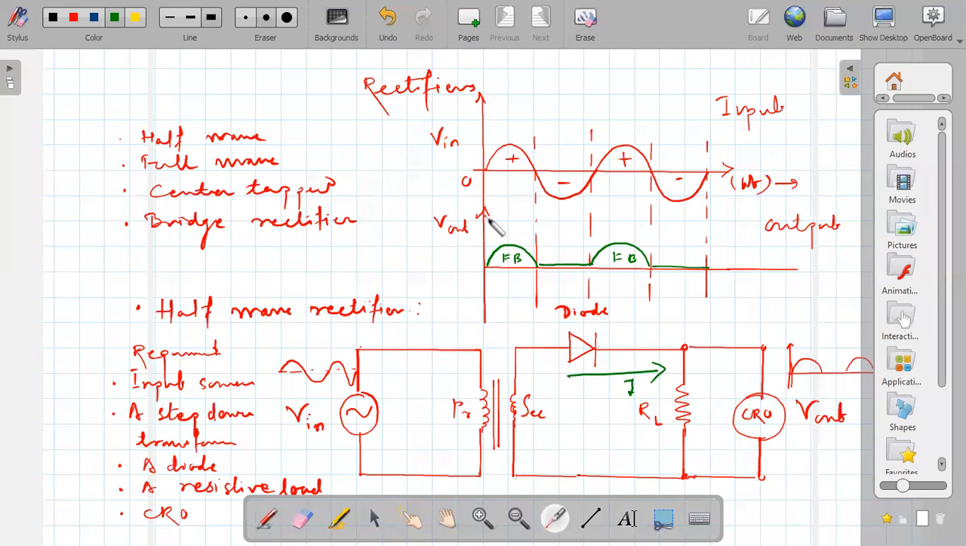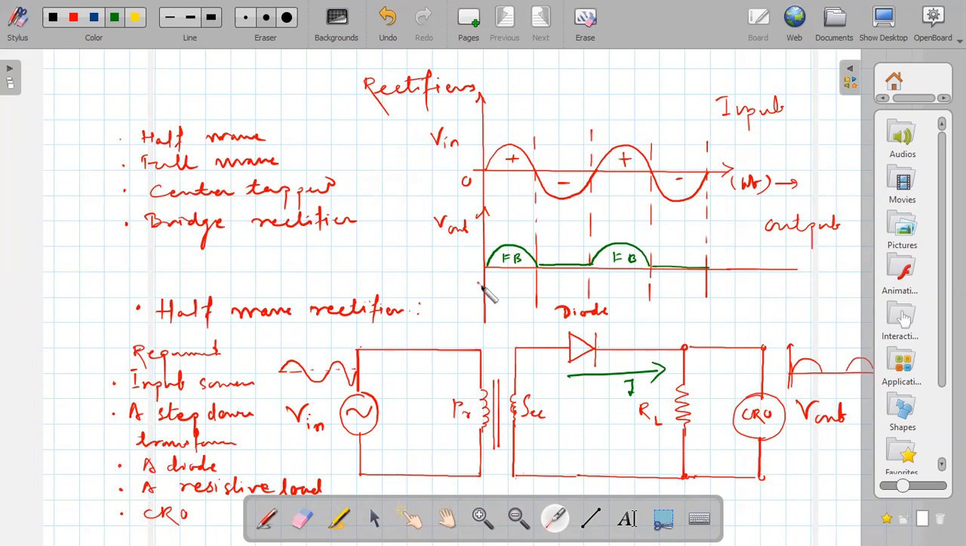Means during the negative half cycle of the AC voltage, the diode will be in reverse bias and the flow of current will be blocked, and thus the final output voltage on the secondary side is shown in this slide. This is your circuit diagram, and these are the waveforms: this is the input waveform, and this is the output waveform. Understood, dear student, up to this level? Hello, can anyone say? Yes, sir. Okay, and this is about the half wave rectifier.